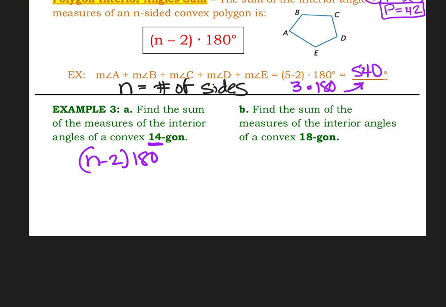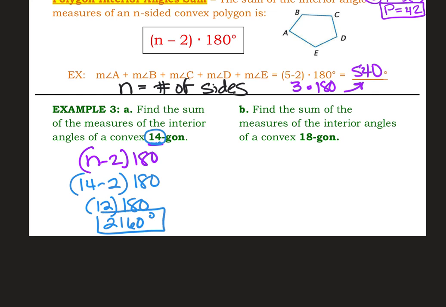So if it's a 14-gon, how many sides does it have? 14, good. So that's what we're going to plug in for n. So we're going to do 14 minus 2 times 180. 14 minus 2 is 12, good. 12 times 180 is 2,160 degrees. So that's how many degrees are in a 14-gon.